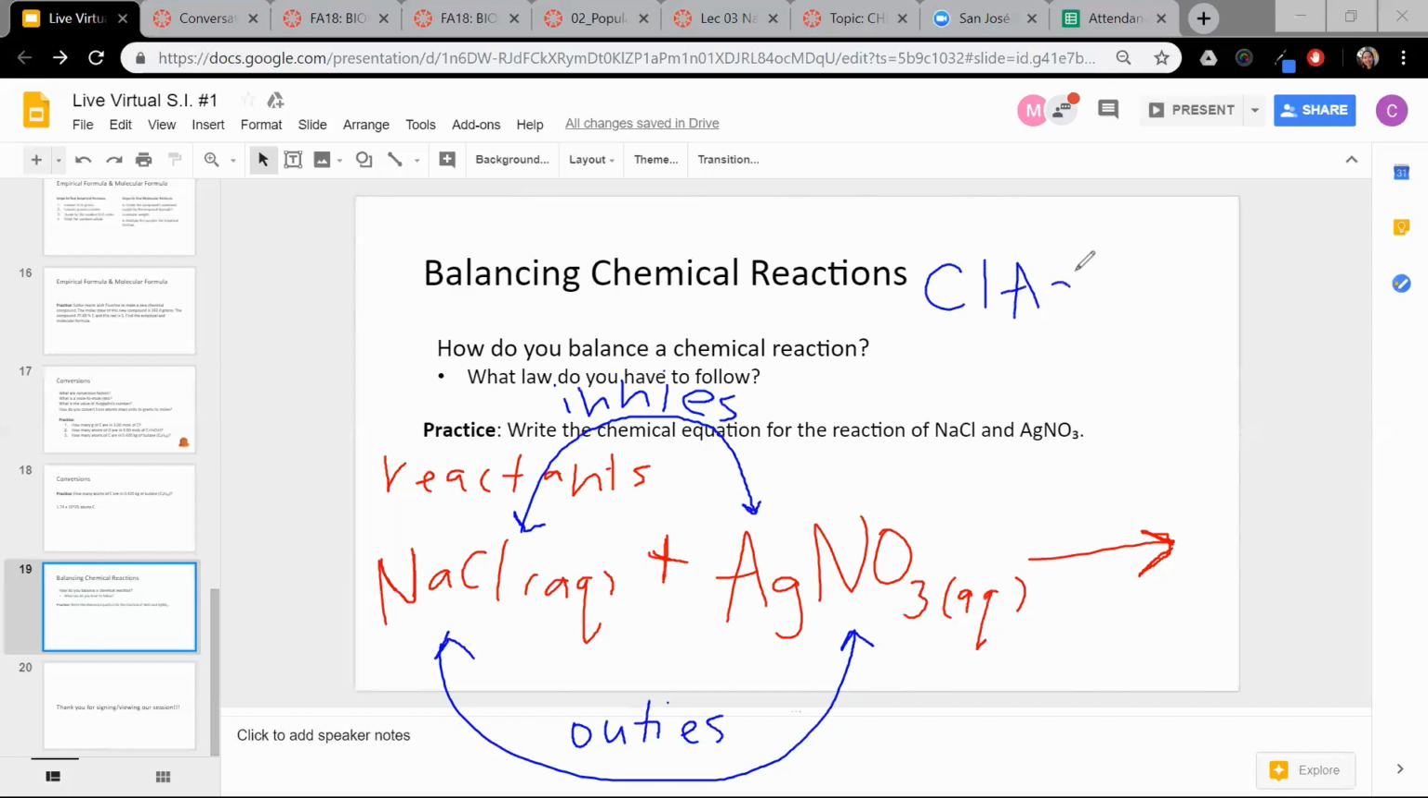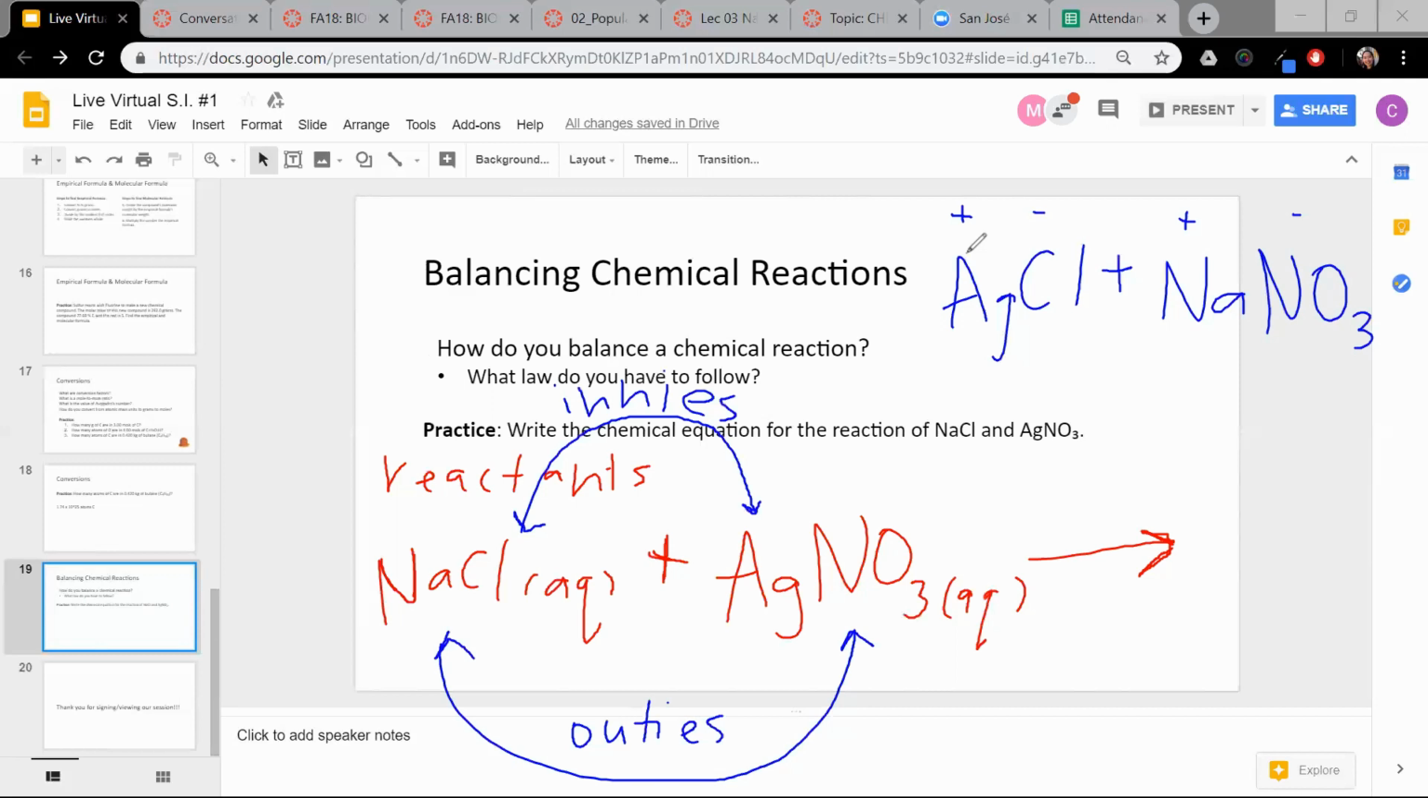CLAG, or no, hold up, AgCl, and the outies, which are NaNO3. We want to put the positively charged ion first and the negatively charged ion behind it. That's why I accidentally wrote CLAG, but we can't write that because the Cl ion has a negative charge, so it always has to go after the positively charged ion.